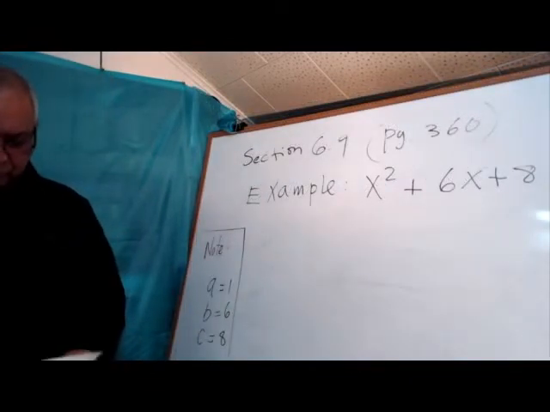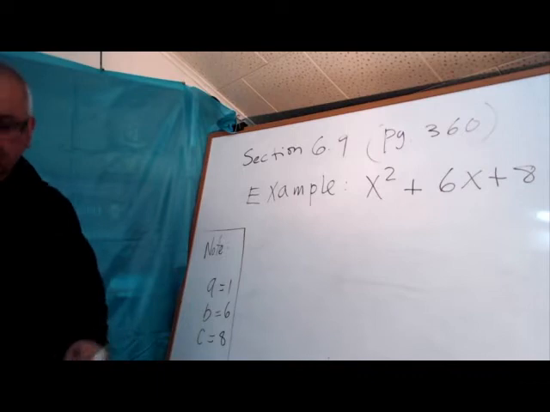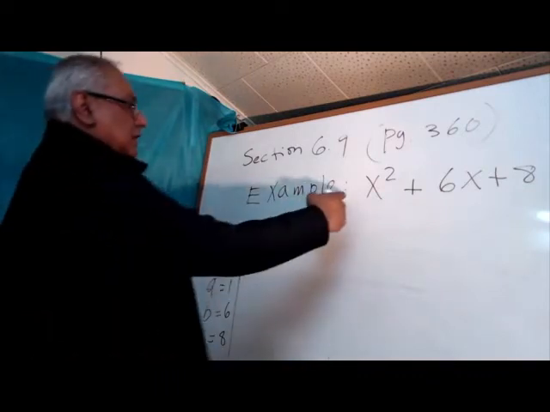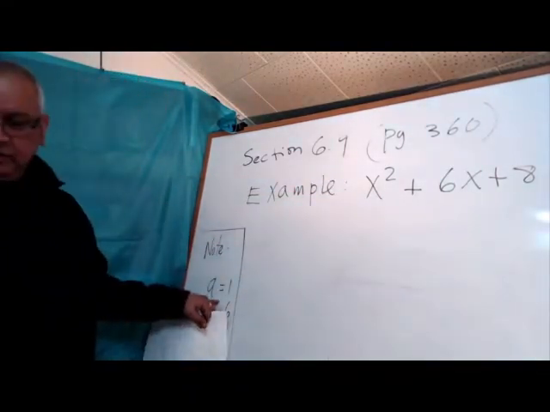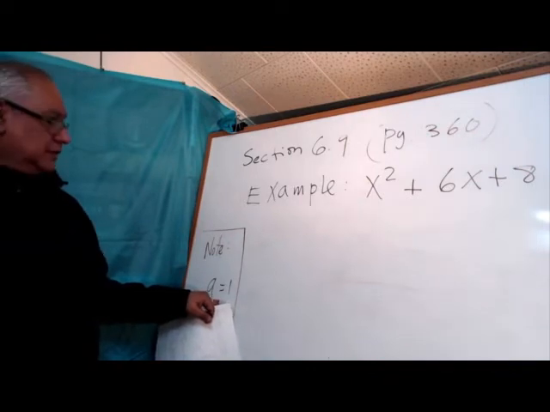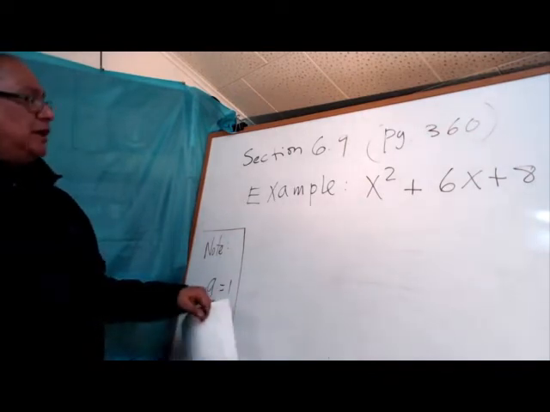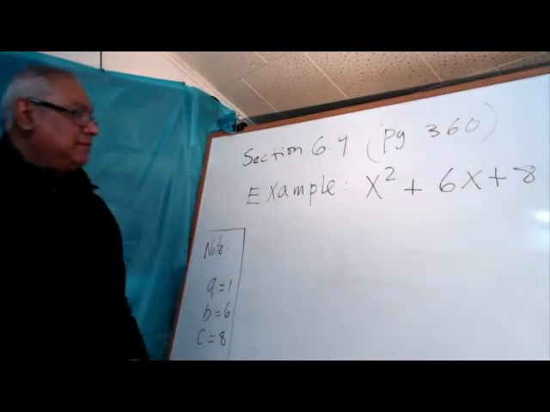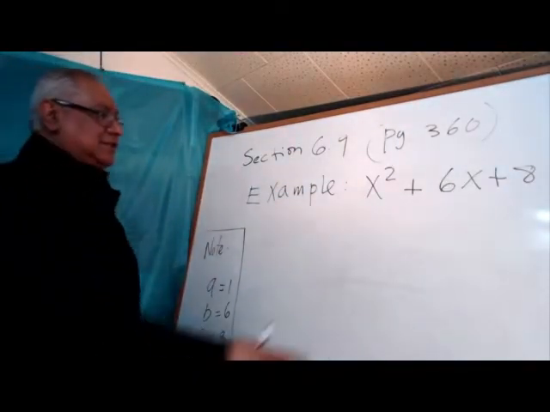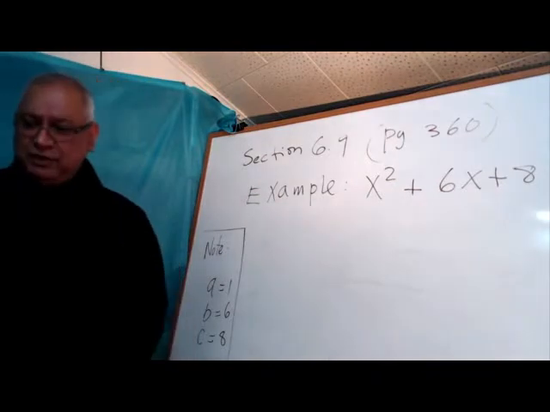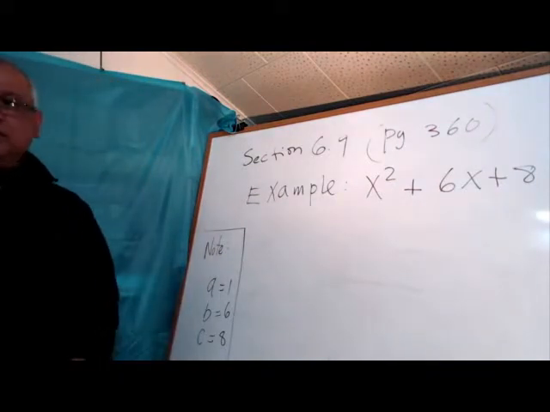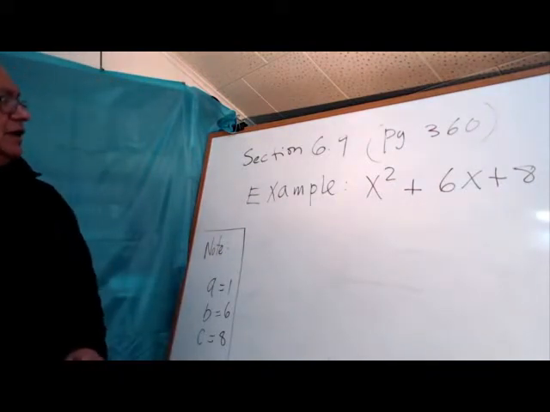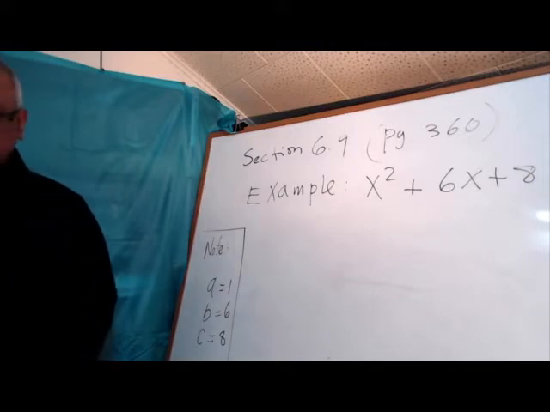Let's continue with the example. We have the value for a, here it is 1. When you have a factor of 1, basically you don't mark it. And then you have b is equal to 6, and c is equal to 8. So that's the way we are going to label the coefficients of the quadratic equation.